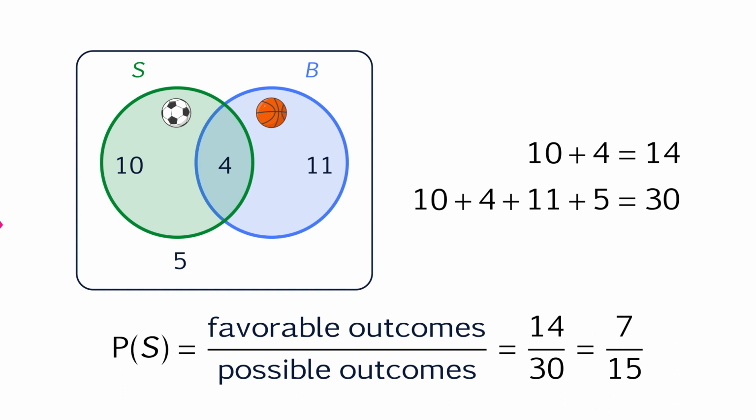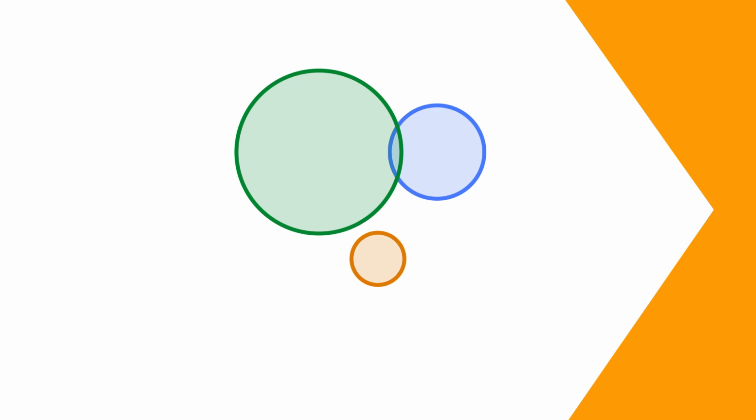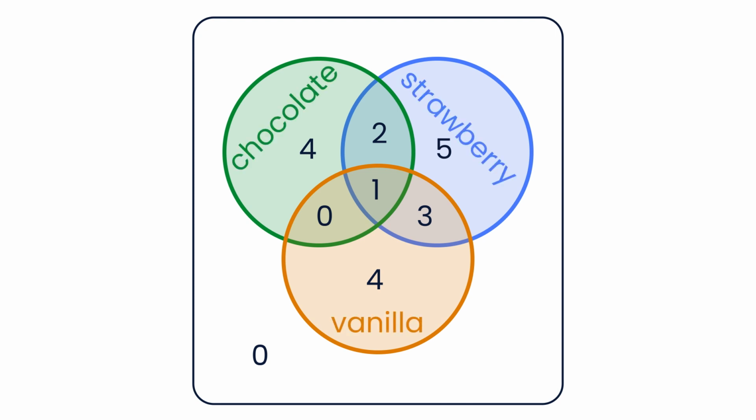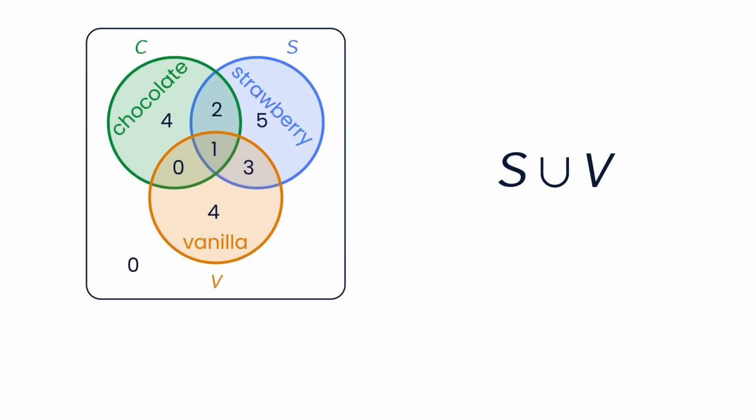Let's look at a different example. This Venn diagram shows a group of people's favorite flavors of ice cream. The 3 flavors included are chocolate, strawberry, and vanilla. You name the individual flavors C for chocolate, S for strawberry, and V for vanilla. Say you need to find the probability that a person has strawberry or vanilla as at least one of their favorite flavors. That's the union of strawberry and vanilla, S or V.